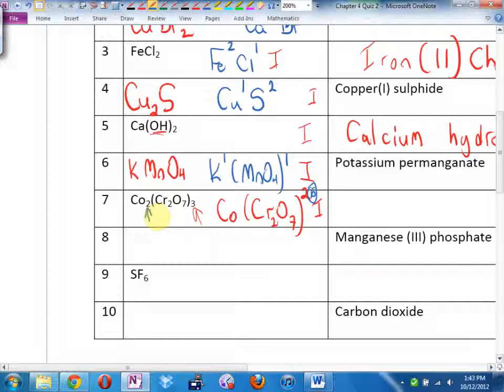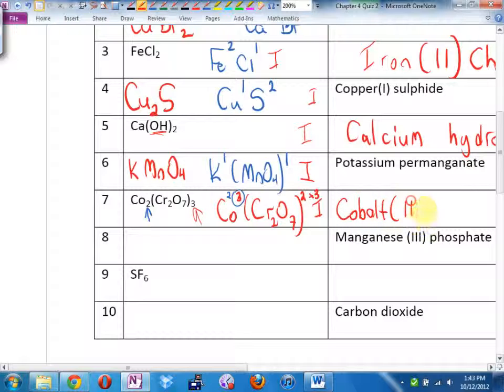Now, how many cobalts do I have? 2. If I want 2 cobalts, what do I want for a charge so I get a 6? So if each one of these has a 2 negative and there's 3 of them, and here there's 2 cobalts, what charge do I want right here? I think I want a 3. Do I not? That's going to give me a 6 and a 6 in balance. This is a tough one. So, that's the charge.